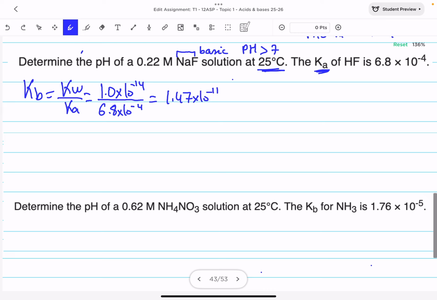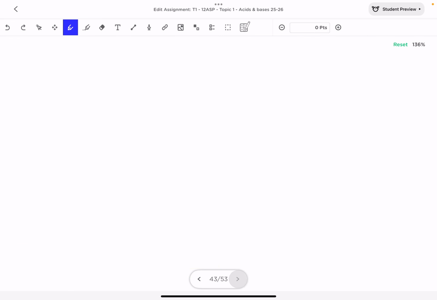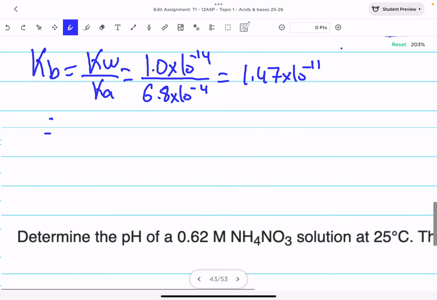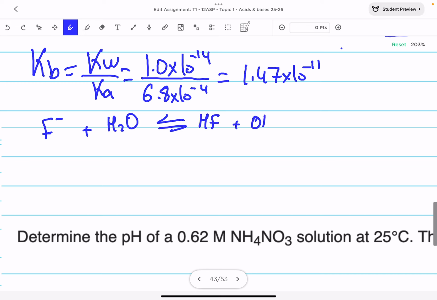Since we already know that NaF is a basic salt, Na plus cannot hydrolyze with water, meaning it cannot react with water. But F minus can. So here, F minus can react with water. So I'm going to write the hydrolysis reaction of F minus. F minus is going to act as a proton acceptor. It will take an H plus from H2O, forming HF and hydroxide ion.